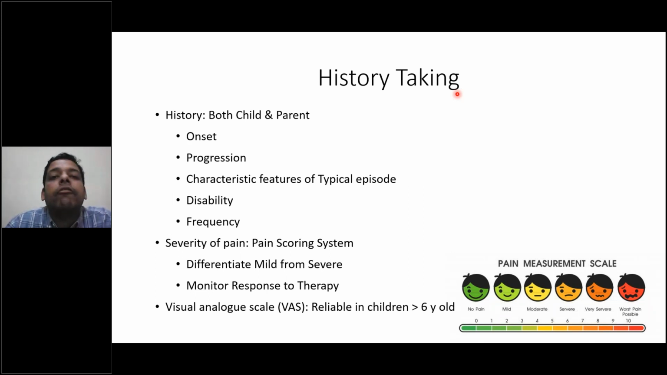So the history that is obtained from both the child and the parent, we would again like to know the onset, the triggers, the progression of the headache, any characteristic feature of a typical episode, the disability that this headache causes, and the frequency of the episodes. For assessing the severity of the pain, we can also use some pain scoring systems. These help us to differentiate between mild and severe, and they also help us to monitor the response to therapy. In children more than 6 years of age, we can use the visual analog scale for pain.